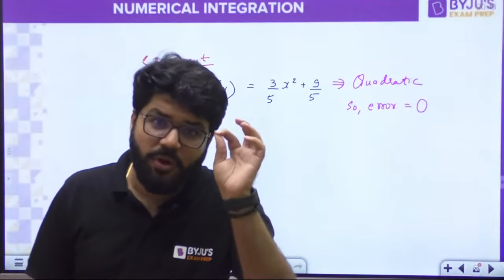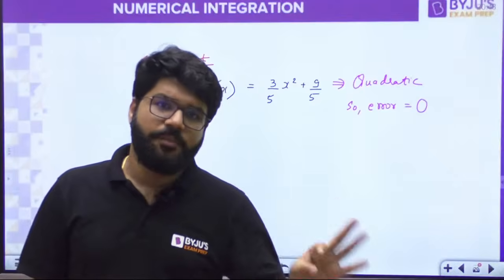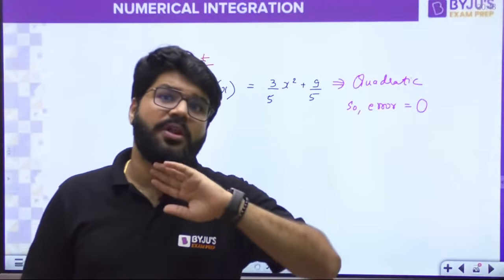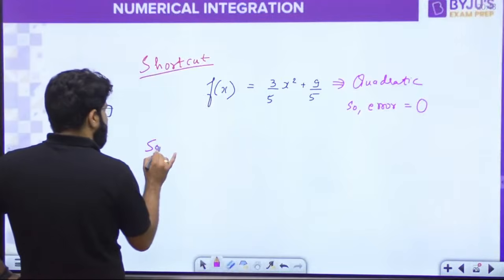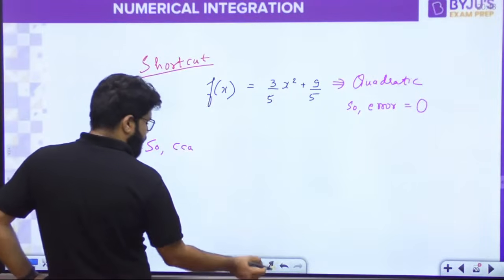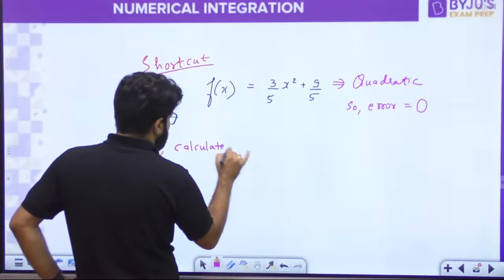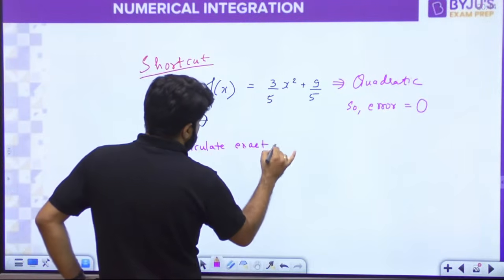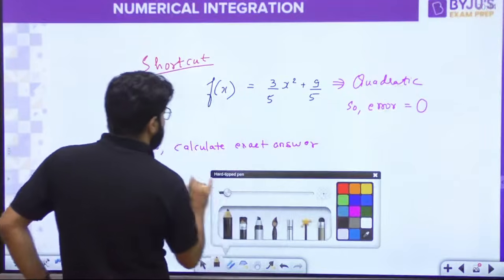That is what मैंने कल आपको logic explain किया था. If it is up to cubic equation, polynomial up to cubic, you will always get the 0 error. 0 error means you can calculate the exact value. वो ज्यादा इजी होगा. What is the exact answer, sir?